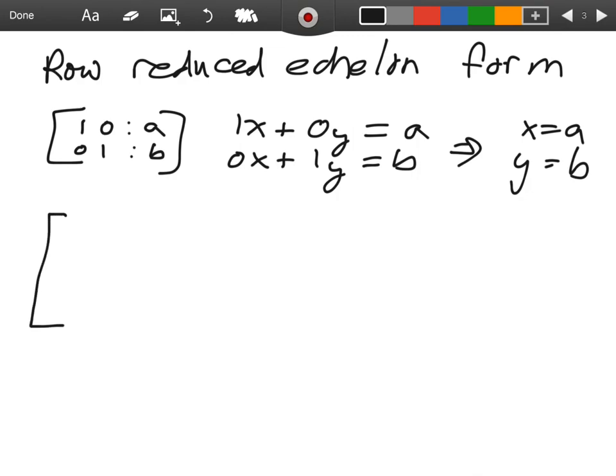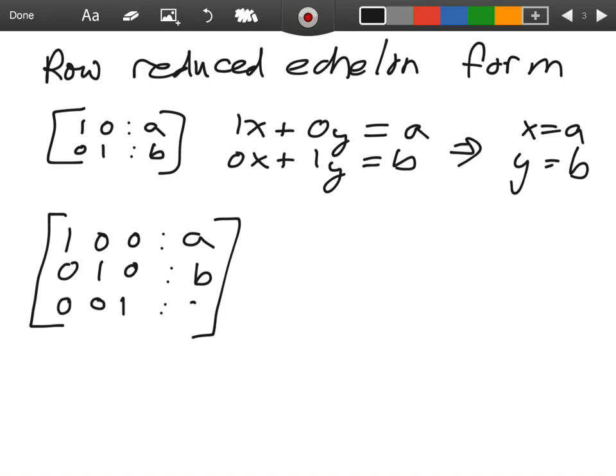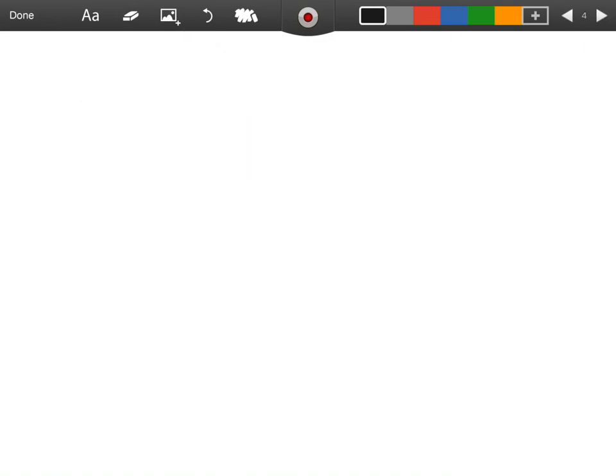For a bigger one, with three variables, when we convert it over, it looks like this. This says x equals a, y equals b, and z equals c. So if we can get it to row reduced form using our row operations, we can pull the solution out fairly quickly. Okay, so let's do an example.